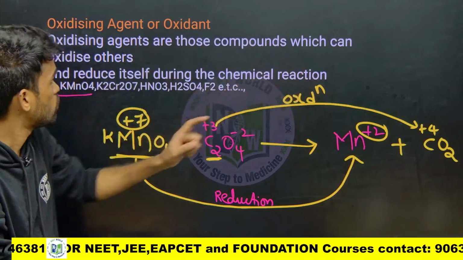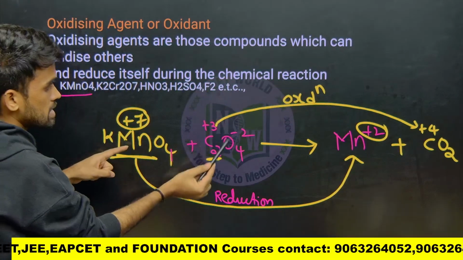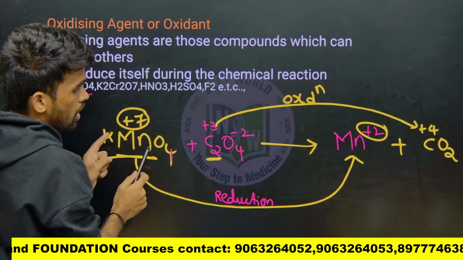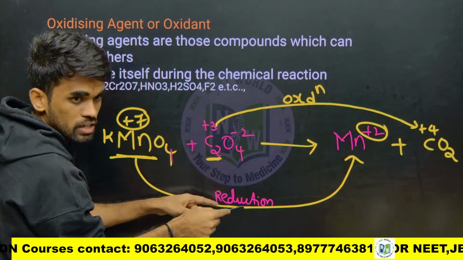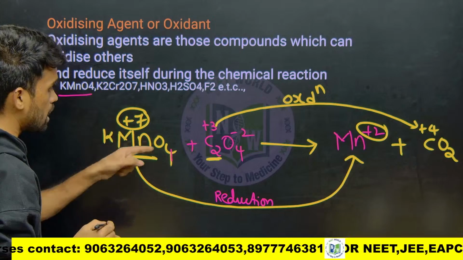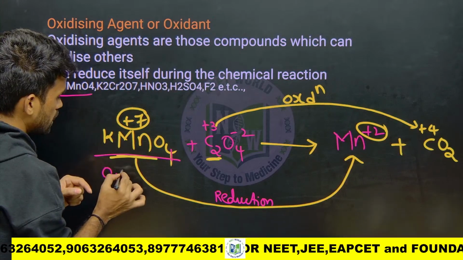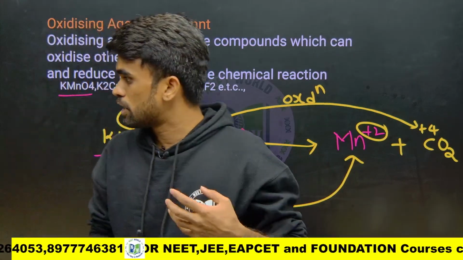Now what you need to understand is that this is a species undergoing reduction and oxidizing others. What we have studied is that oxidizing agents are those compounds which oxidize others and reduce themselves. This is the species oxidizing the oxalate ion and undergoing reduction itself. So what can I call this KMnO4? Oxidizing agent.